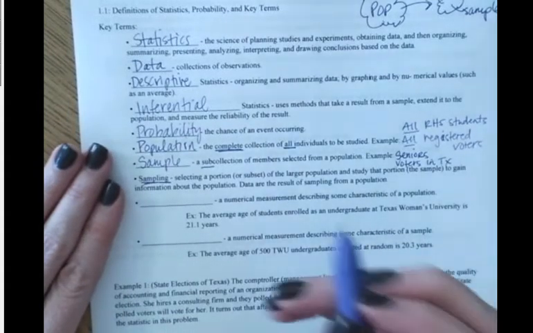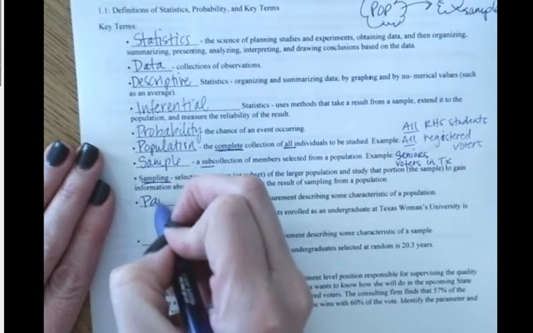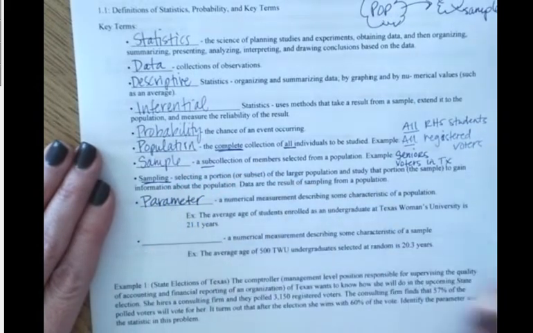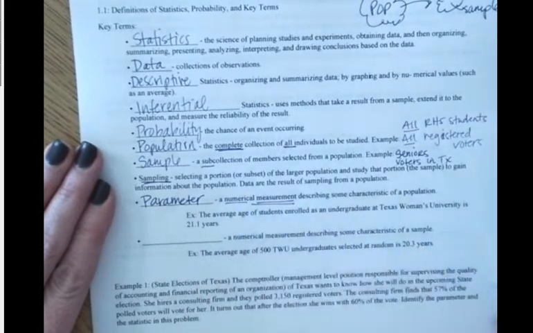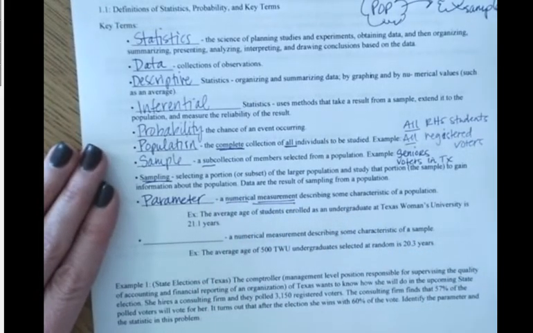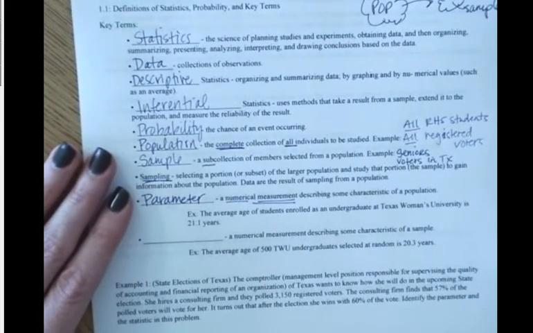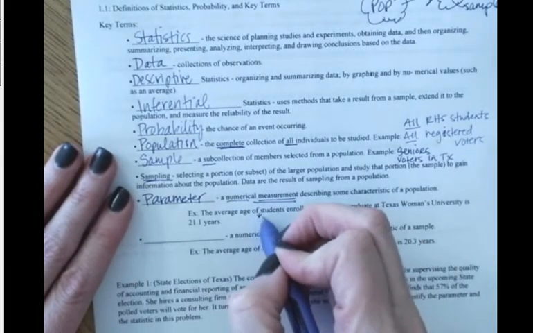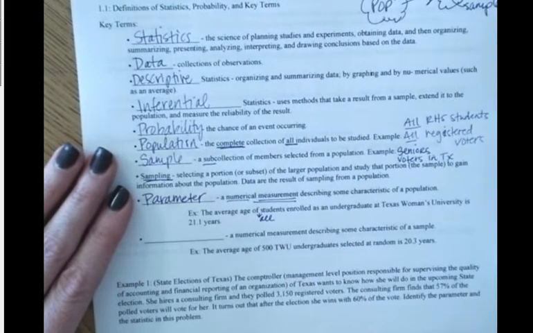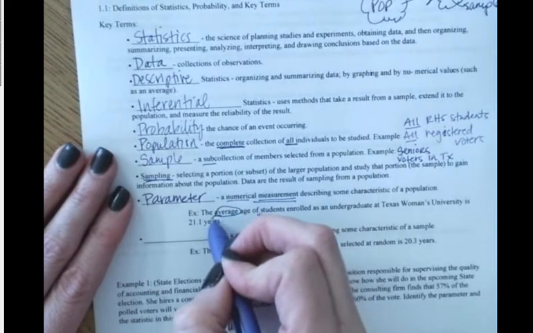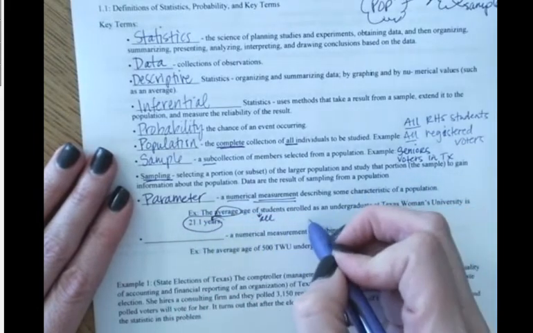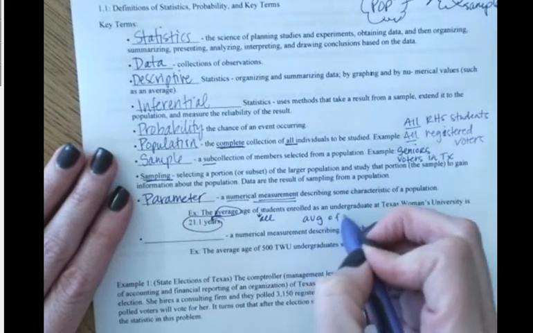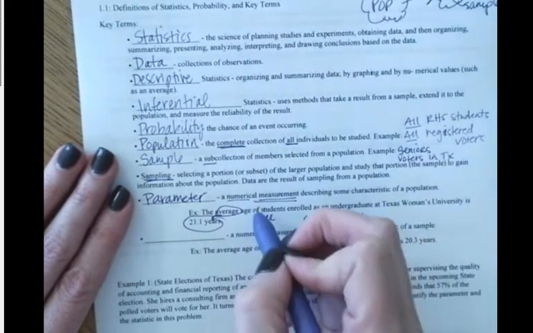Great. Okay, now here's a key word. A parameter is a numerical measurement describing a characteristic of a population. For example, the average age of students enrolled as an undergraduate at Texas Women's is 21.1 years. Okay, you could have included all right here, all students, but the parameter is the average, and we have it very specifically, 21.1 years. So it's an average of 21.1. That's the parameter. It's the measurement.